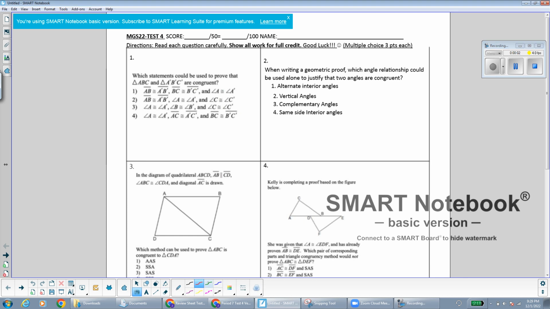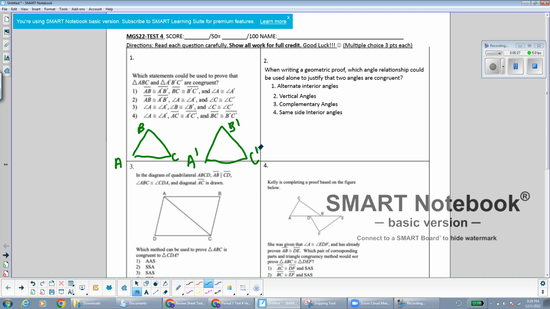In this video, we're going to go over test number 4. So in number 1, it says which statements could be used to prove that triangle ABC and triangle A prime, B prime, C prime are congruent. So what I'm going to do is go ahead and draw some pictures, because if you don't draw pictures, it could be absolutely impossible to figure out which can actually prove the triangles congruent.